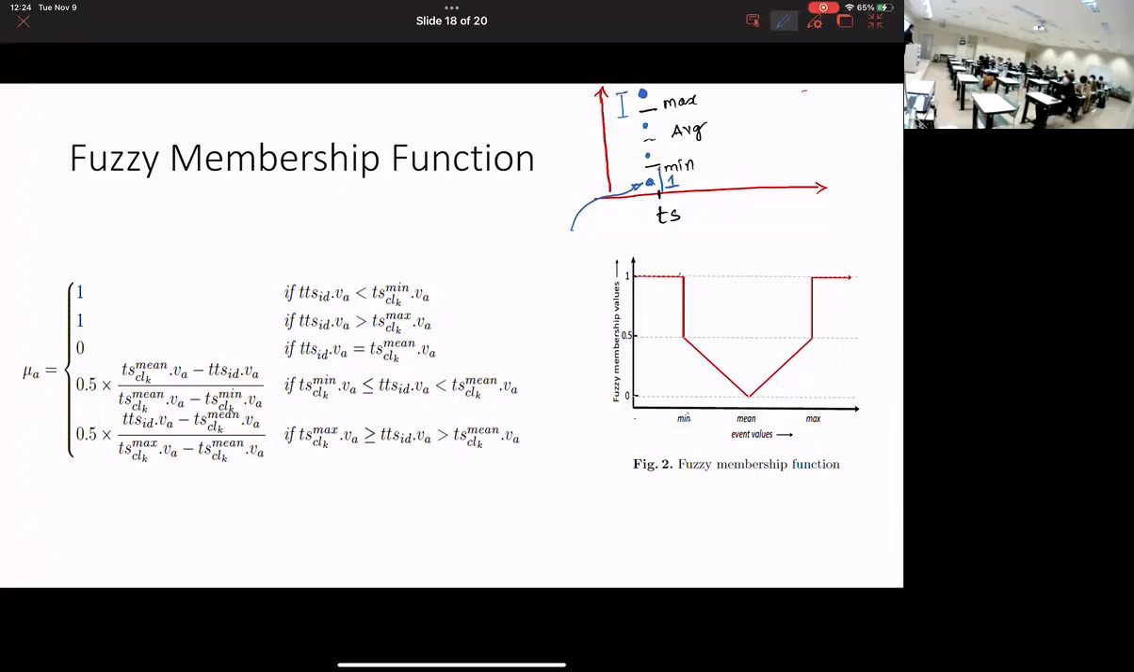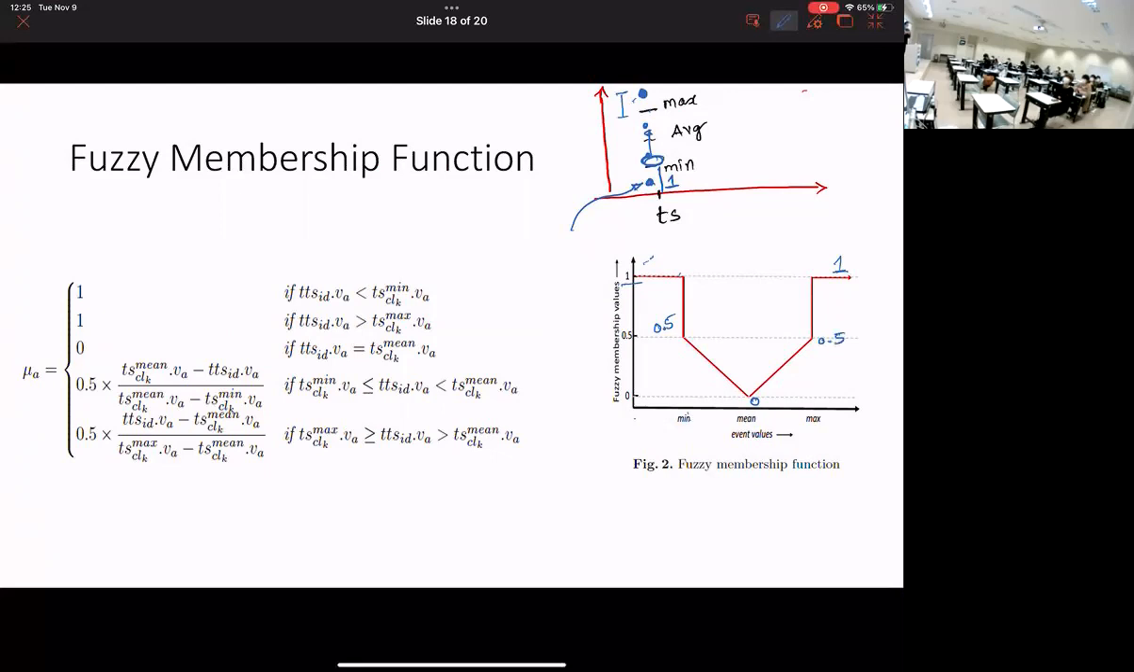So, if the value is below minimum, the fuzzy distance is 1. If the value is above maximum, the fuzzy distance is 1. Now, if the value is close to minimum, then I am going to give 0.5. And if it is close to the center, the average, it will be 0. Similarly, if it is close to maximum, again I increase it to 0.5.